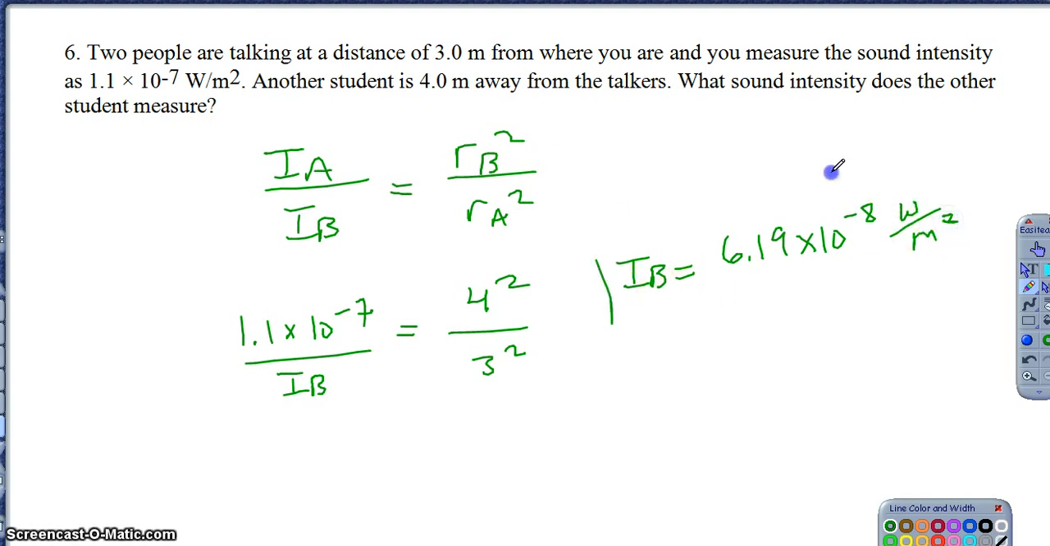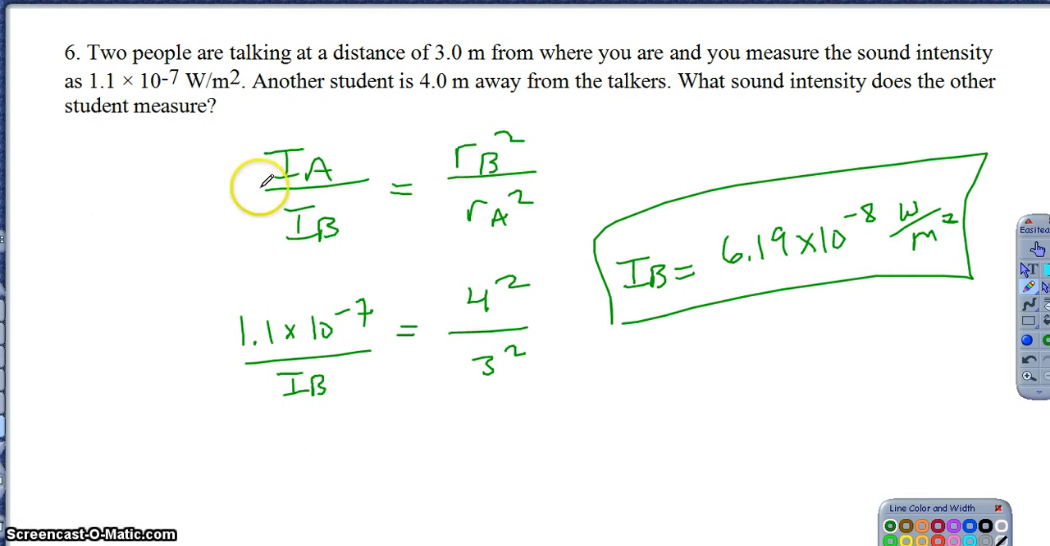So anyway, I've got this question hopefully solved without too much trouble. Again, just let intuition help you out a little bit. The trickiest part is to remember when is it squared and when is it not squared.